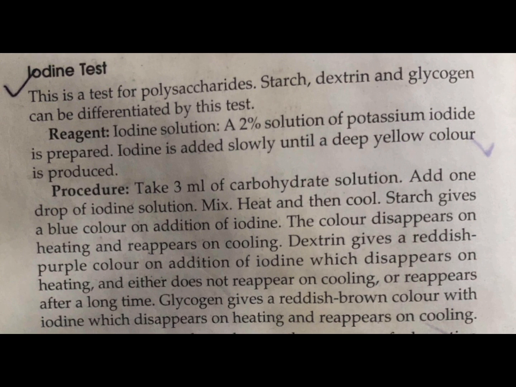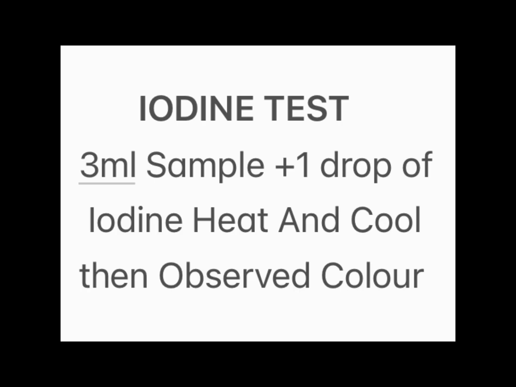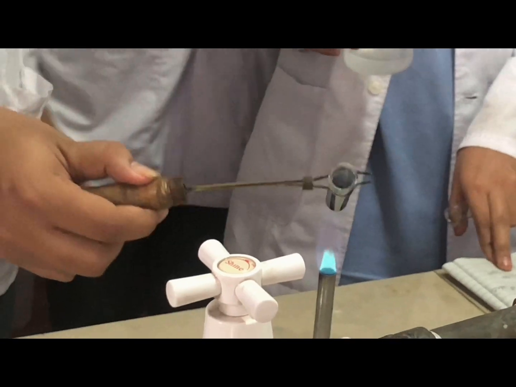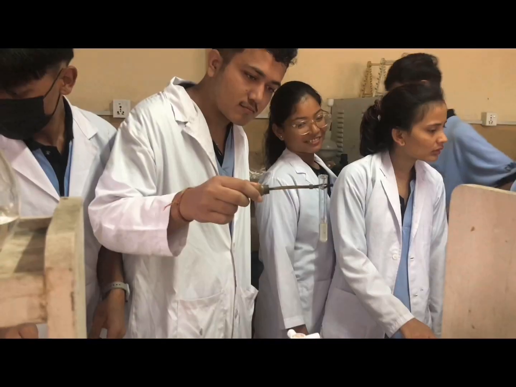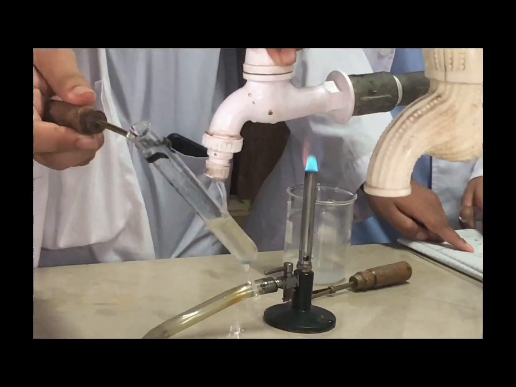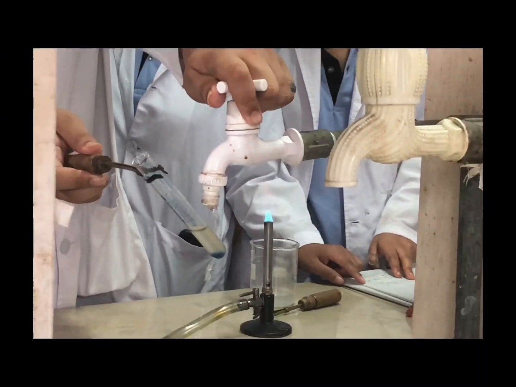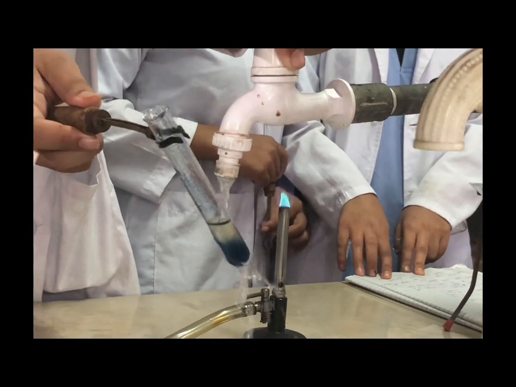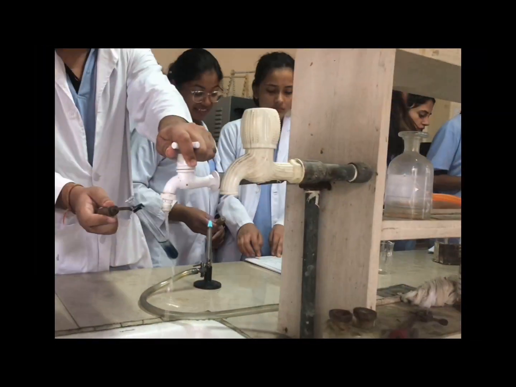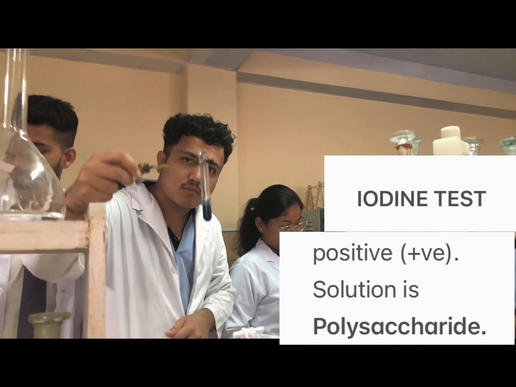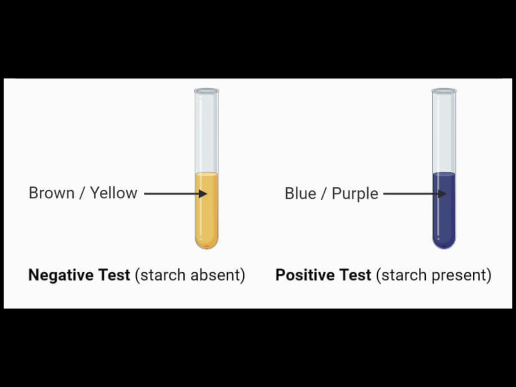Take 3 ml sample plus 1 drop of iodine, heat and cool, and then observe the color. We heat the sample and cool the sample. Here we can see slowly the blue color is appearing in the test tube. That indicates a positive iodine test. There is the presence of polysaccharide starch in the sample.